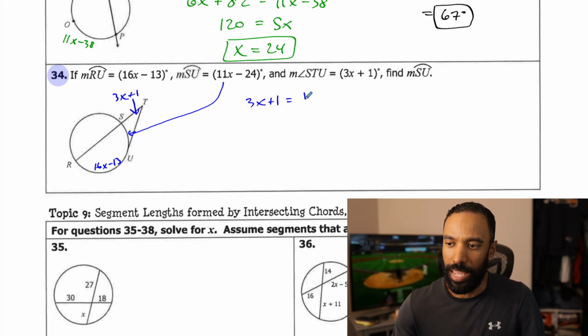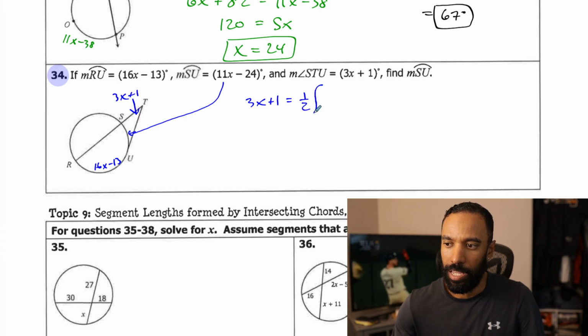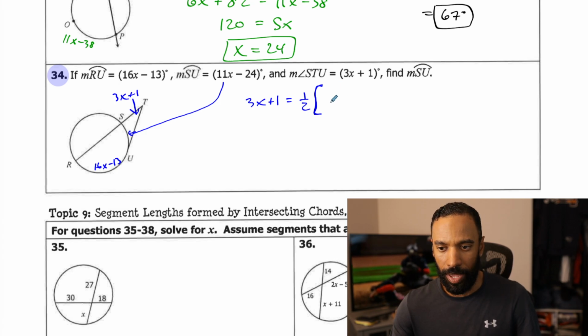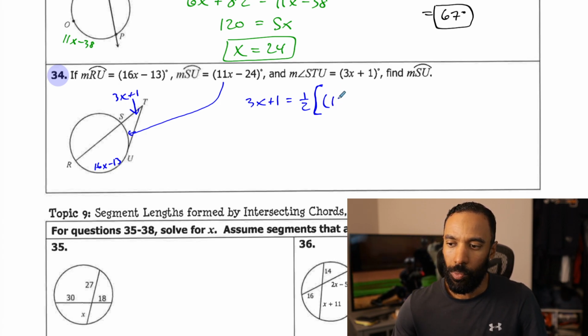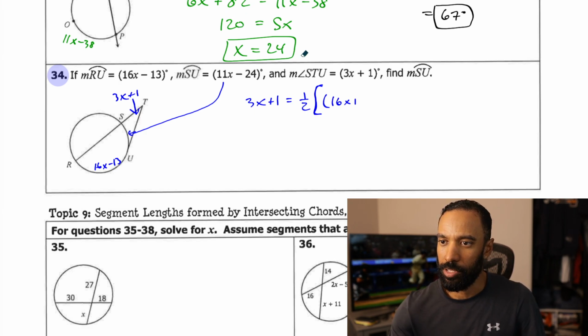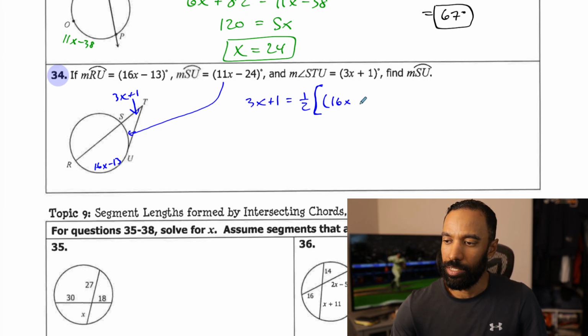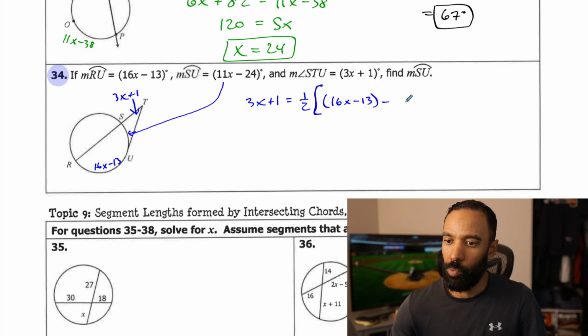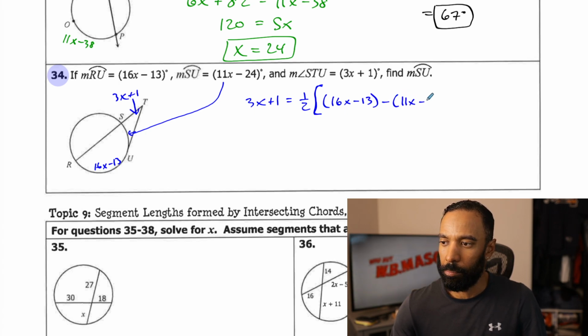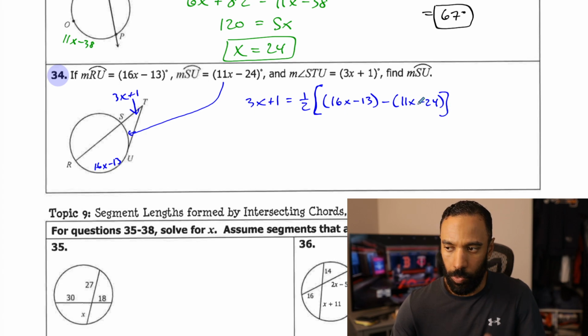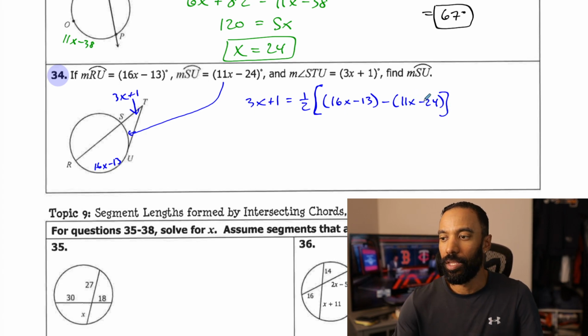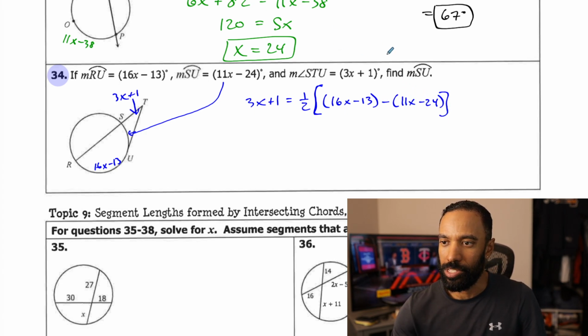3x plus 1 is half the difference of, I would really wrap these two around parentheses, especially the second one, when we have a difference. But let's differentiate. We have 16x minus 13 as the bigger guy. Minus, not a plus. 16x minus 13. And the smaller one is 11x minus 24. But you need it around parentheses because we have to subtract the quantity. The quantity, I have to distribute this negative. It's going to be going in like that.